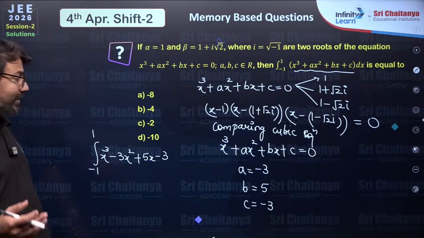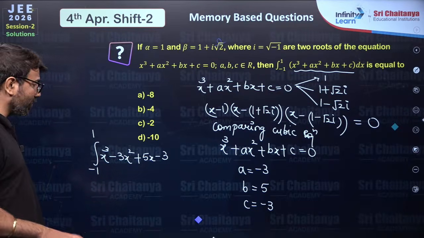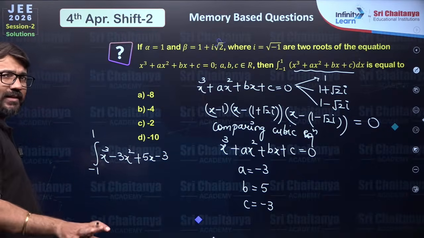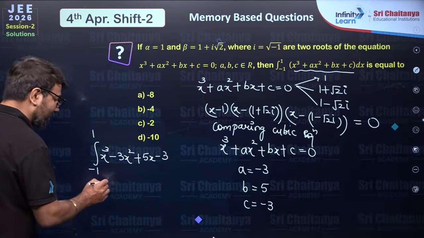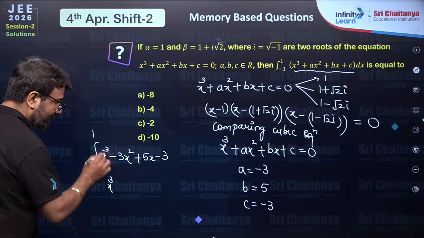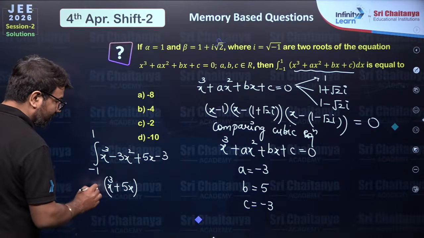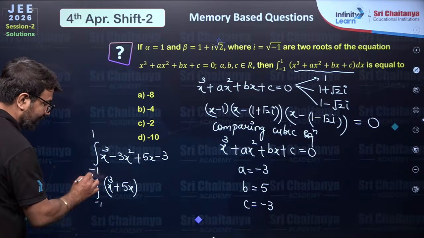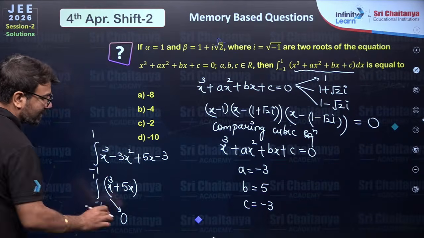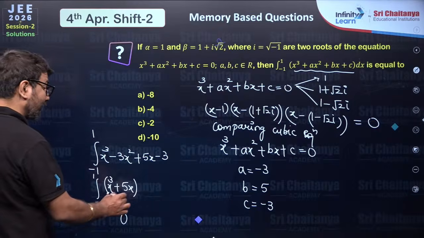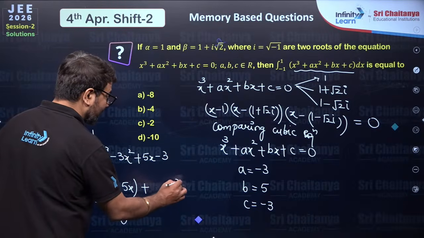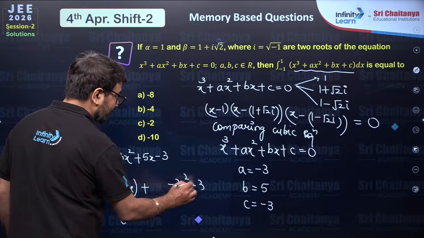Now, if you try to integrate from minus 1 to plus 1, I also want to tell you that here also there is a trick. And what is the trick about? Because of two parts here, x cube plus 5x, this is an odd function. So if you integrate from minus 1 to plus 1, definitely that will give you the answer 0.